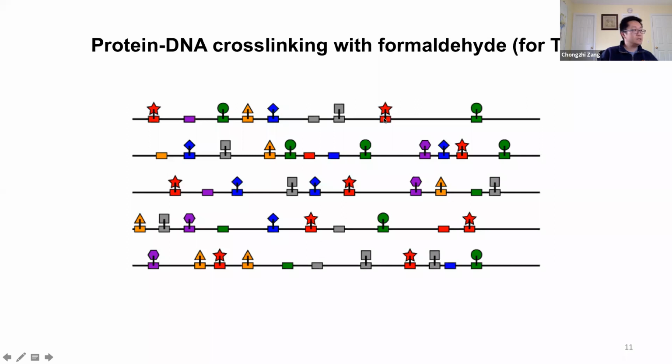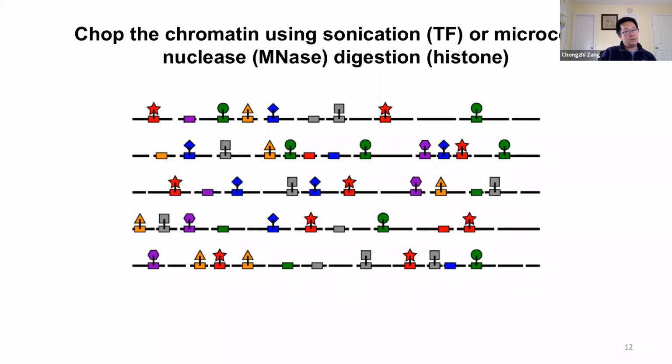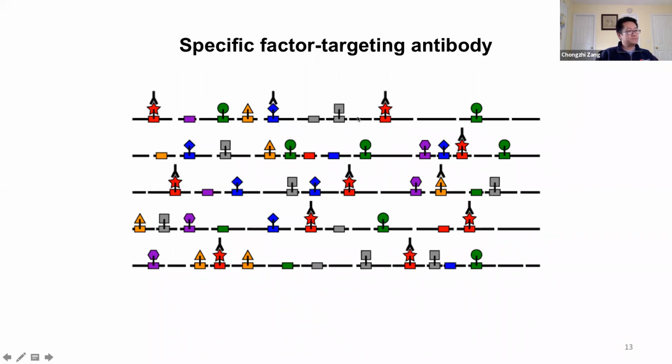So the first step is to do a formaldehyde cross-linking to tightly glue the protein and DNA together. And then we want to chop the chromatin using either sonication, usually used for transcription factors, or micrococcal nuclease digestion, which is usually used for histone marks, to chop this chromatin into small pieces of protein-DNA complexes.